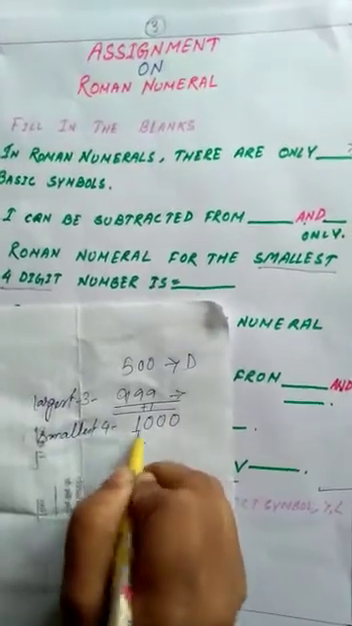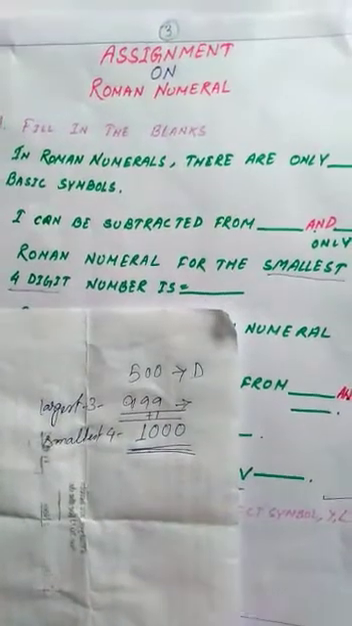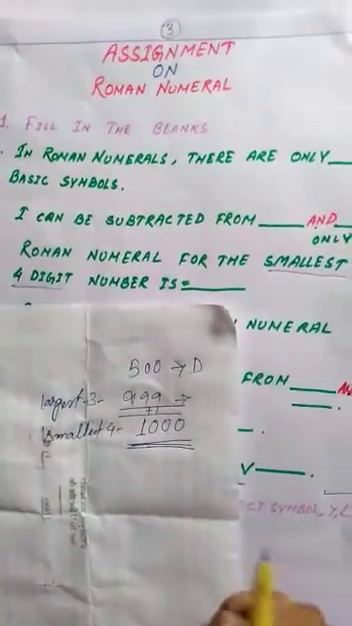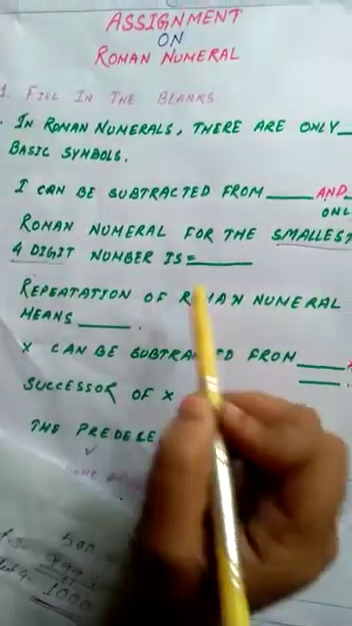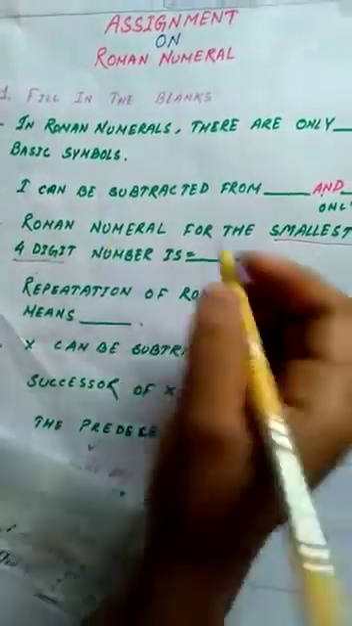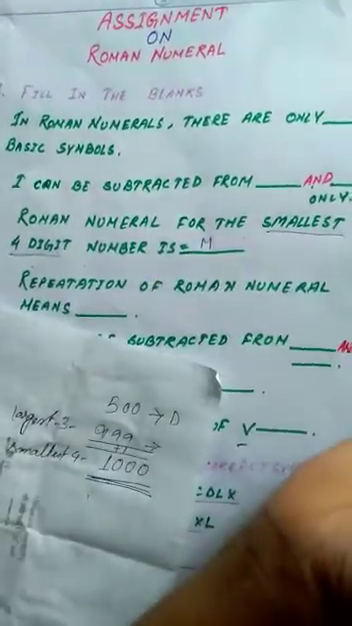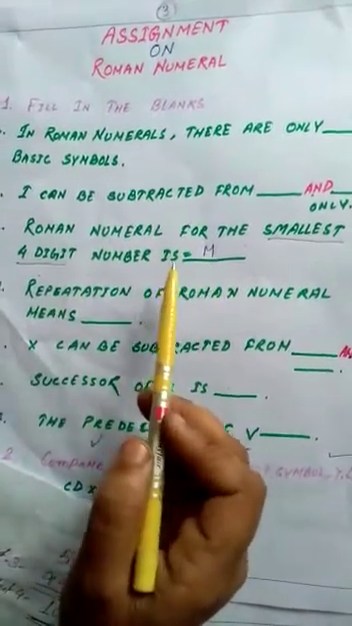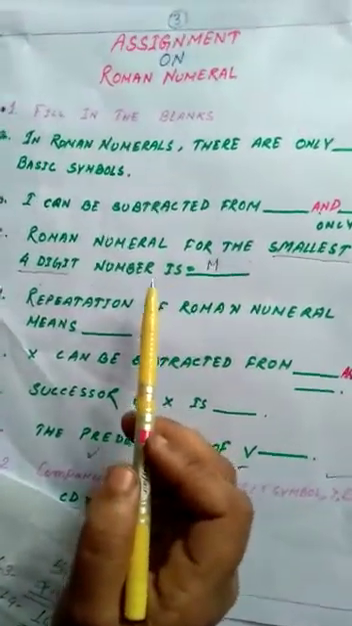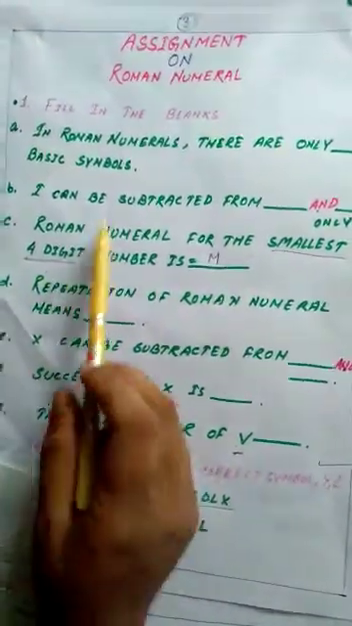And 1000, how can we write it in Roman numerals? Among the basic symbols, as we have discussed also, the 4-digit number in Roman numerals will be M. Clear, everyone? You know this also if you have learned all the basic symbols of Roman numerals. So we have done these 4 answers.